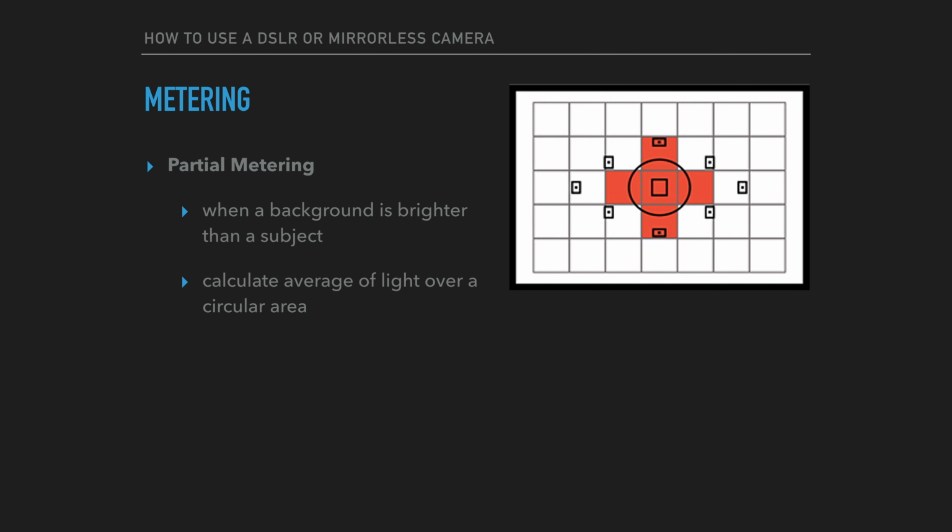And we also have partial metering. In the instances when a background is brighter than a subject, partial metering can be useful. The mode involves calculating an average of light over a circular area.